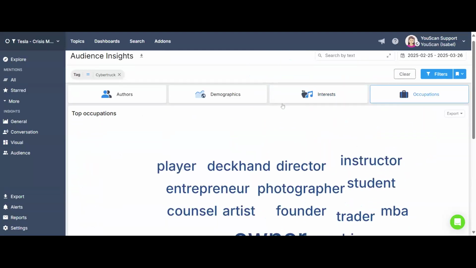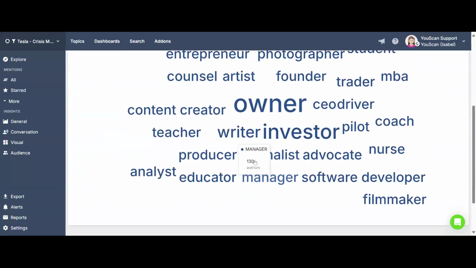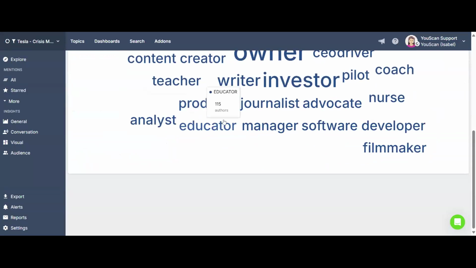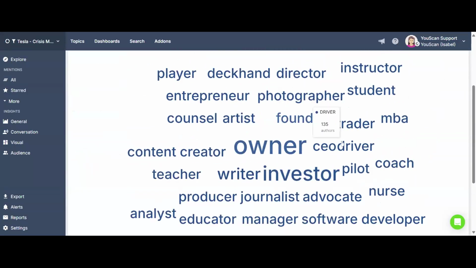I can understand their main occupations. So owners, content creators, CEOs, drivers, founders, artists. And all this information is based on the information in the user's profile. Okay, so if the user put in their profile that they are an owner or an investor, this information will be collected on the topic.